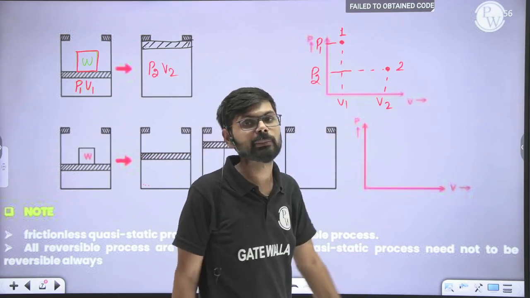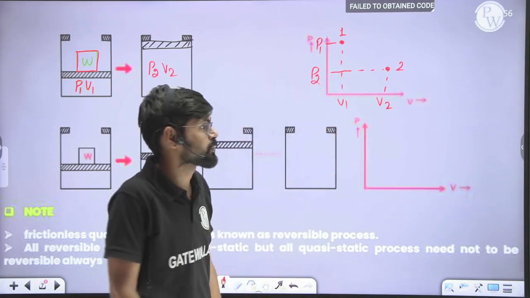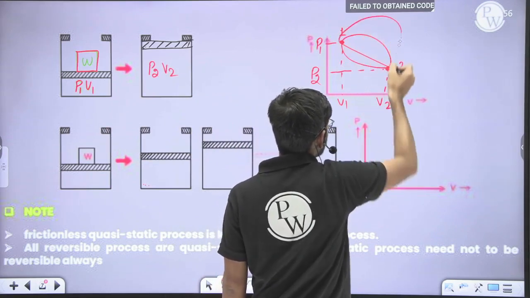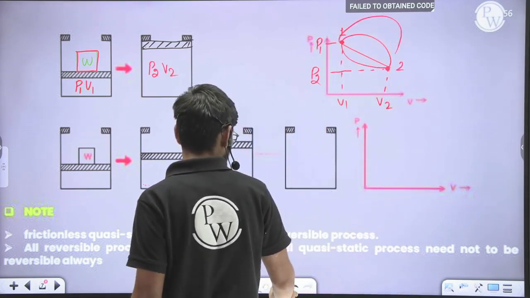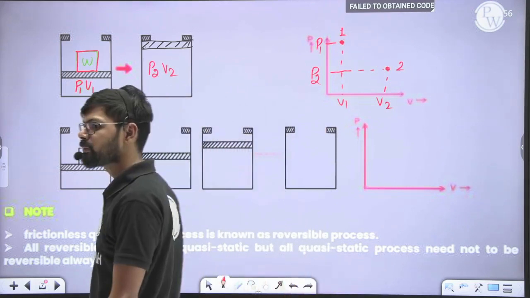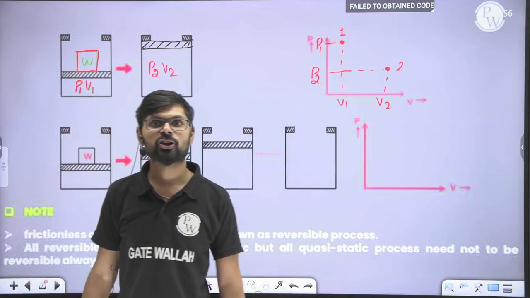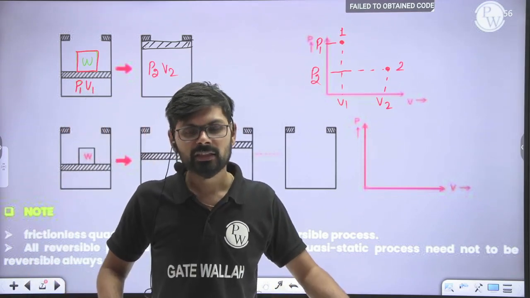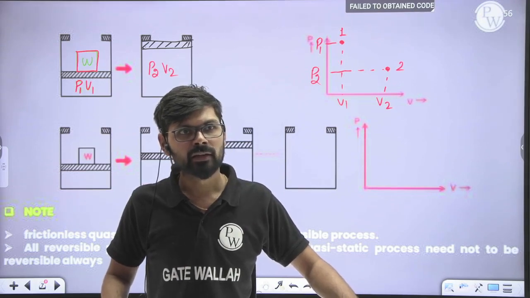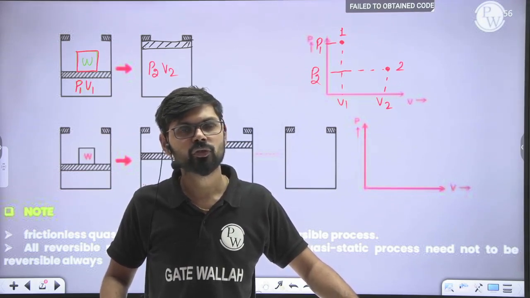If we don't know the intermediate states, then we cannot draw the process, because it may be like this, or like this, or like this. The process can be anything. But to draw the process, you must know the intermediate states, and they are not known. But sir, in thermodynamic analysis, we must know the process, right? Then only it will be useful for us.